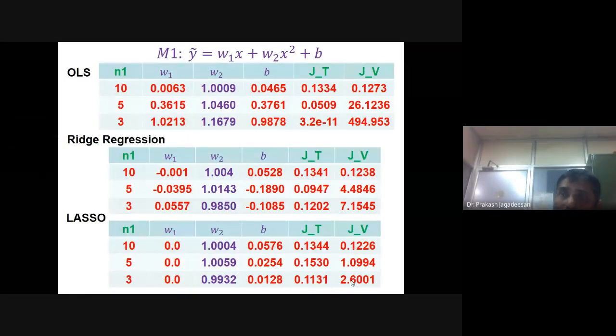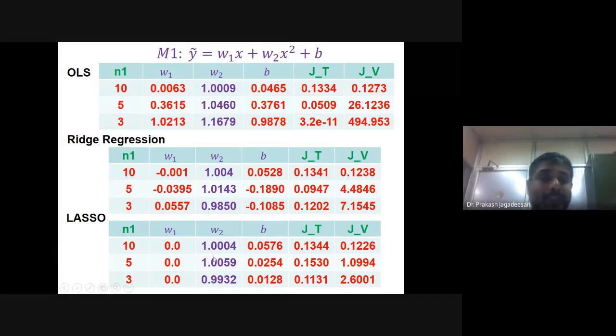One can notice here that the value of W1 is 0, irrespective of whether you use 10, 5, or 3 observations. Whereas in the case of ridge regression and OLS, we're getting non-zero values of W1. And W2, if you see, is almost 1: 1.004, 1.0059, 0.932. Almost W2 is 1. And this B is also close to 0, 0.05.